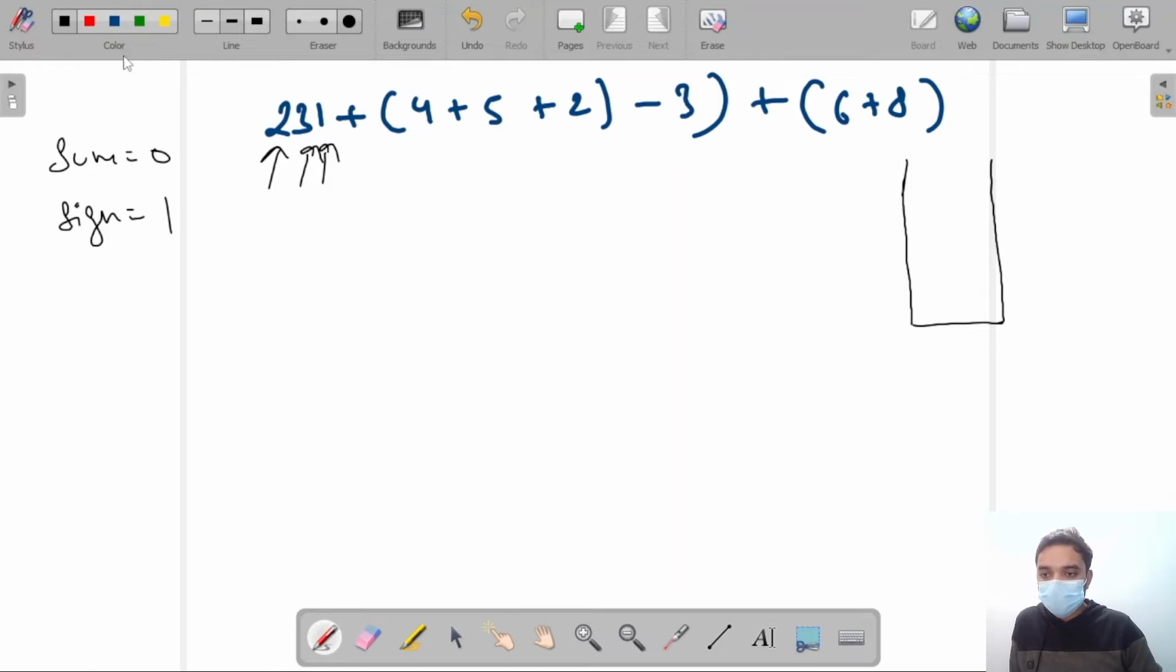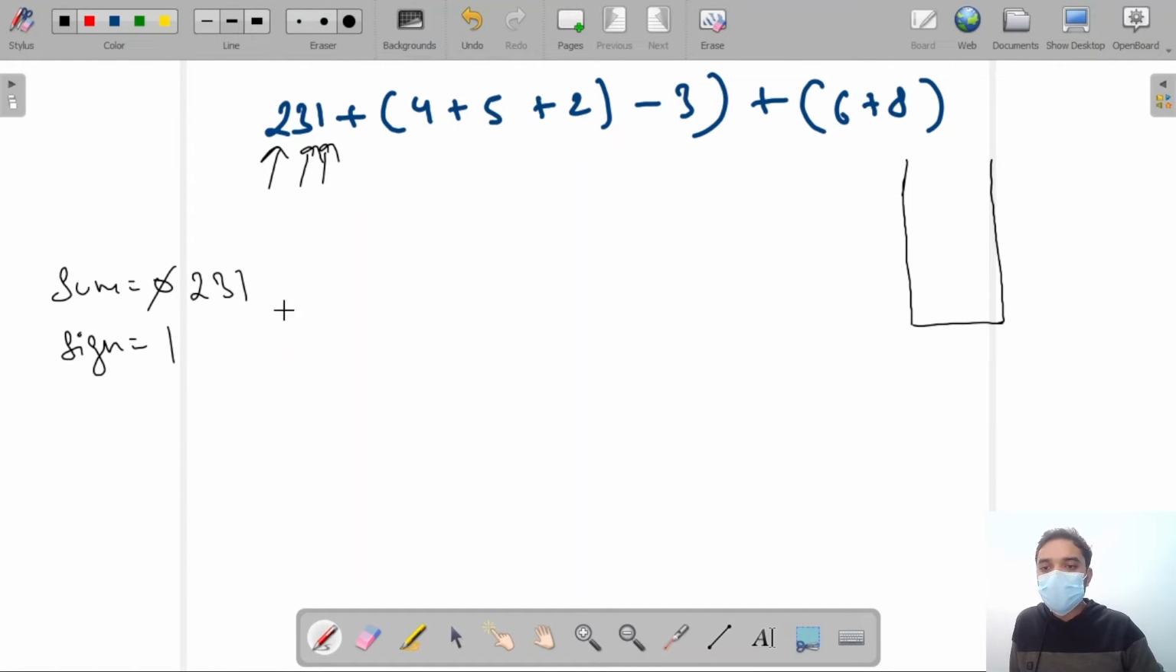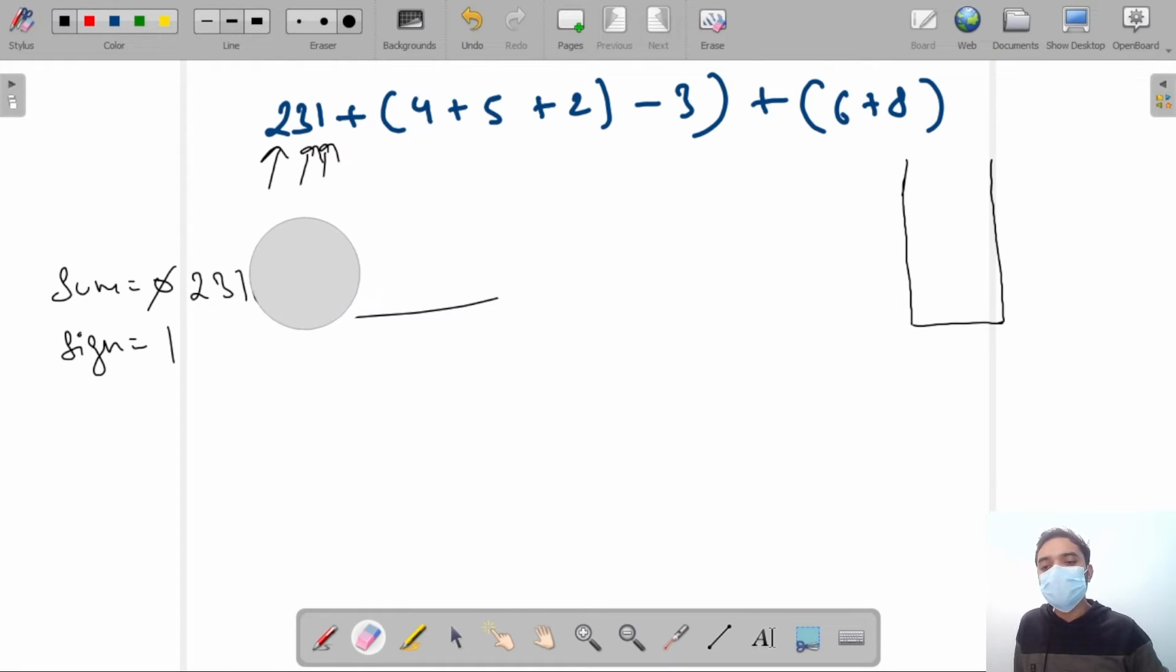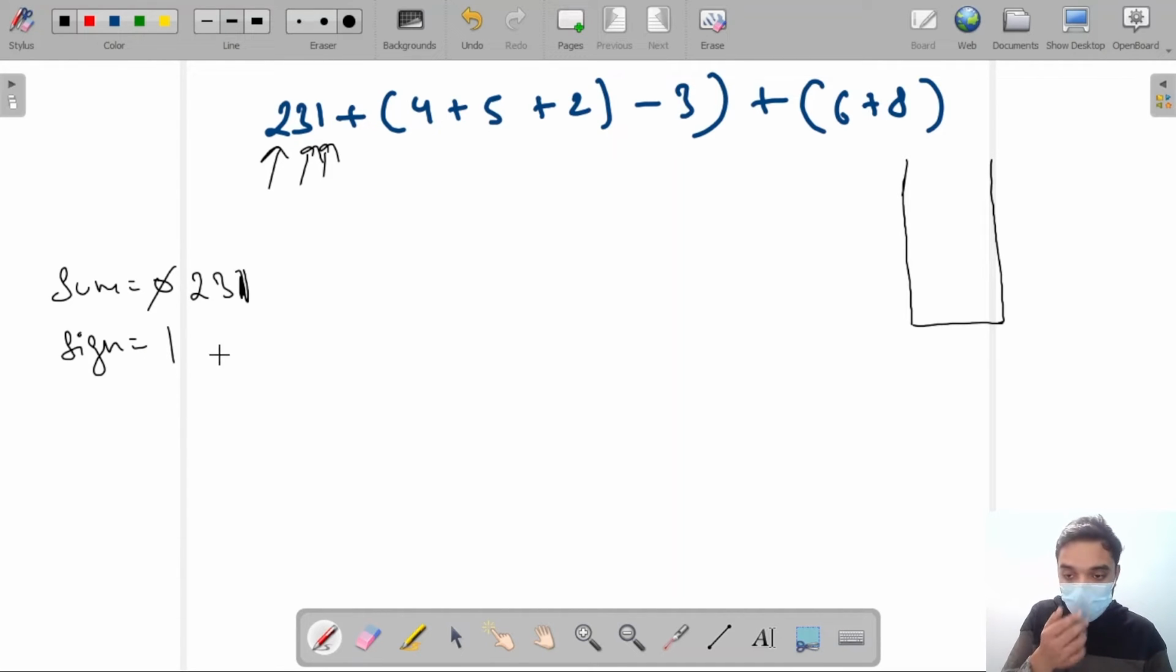So I'm just going to write my sum and sign here. Now I'm going to update my sum with 231, and my sign is 1 already. Before updating my sum, now that I got this number, I first have to multiply 231 with the sign. After multiplying, I am going to update the sum. We have already done this. So now my sum is updated to 231. After this we have to reset the sign to 1. This sign is 1 only, so we don't strictly need to, but we have to do this in the code.